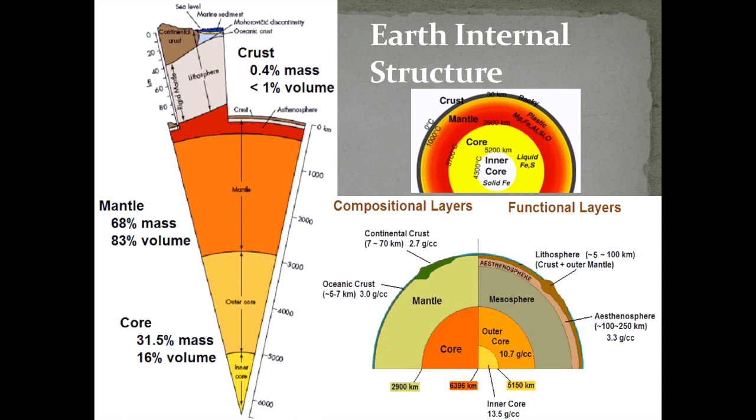There's also a very big size disparity between these layers. You'll notice the crust is very, very thin compared to the mantle. You'll also see that the continental crust is much thicker and much more buoyant than the oceanic crust, which is extremely thin. There are also the functional layers of the lithosphere, which is rock, the asthenosphere, which we're going to talk about shortly, and then the mesosphere and core.